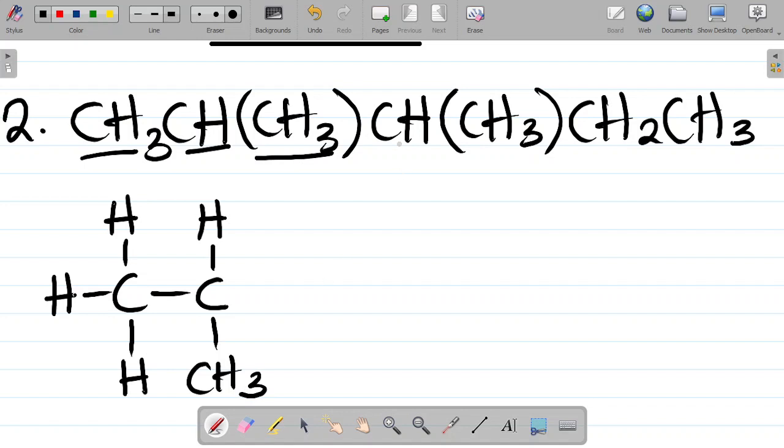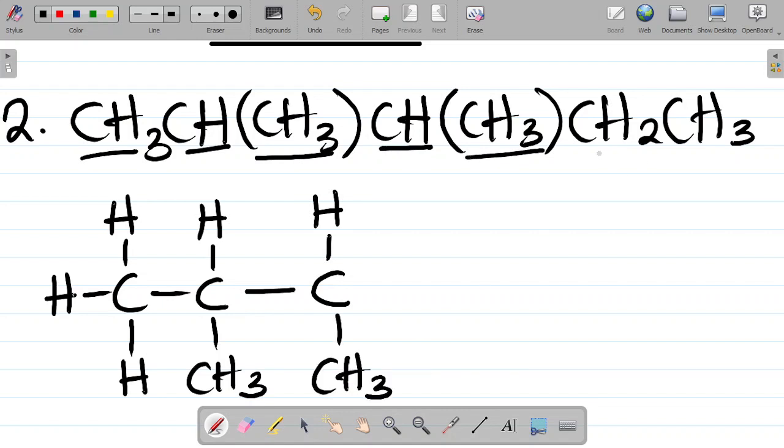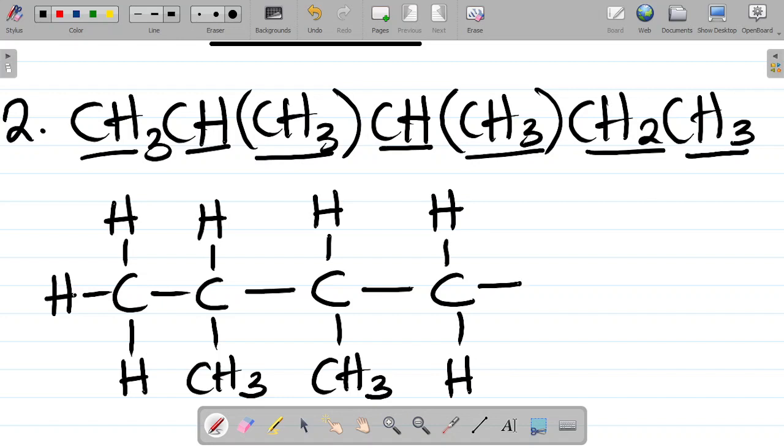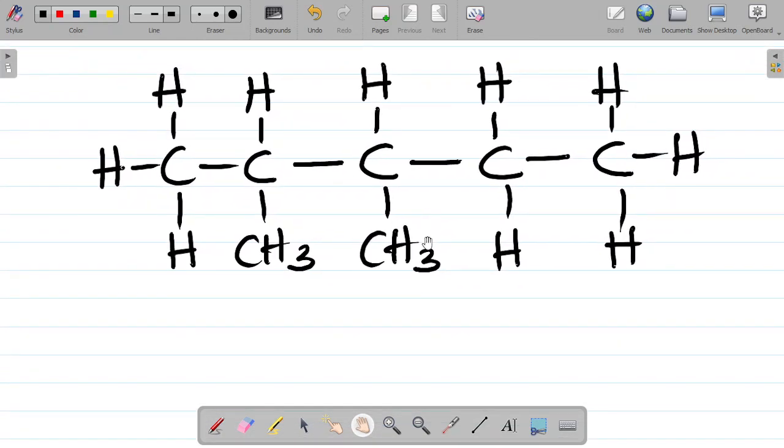That's this. Next up, another CH. So I'm having C, again H upwards. You can see CH3 here. I'll just bring this downwards, CH3. Then CH2, so that's simply C, H2, 1 H up and 1 H down. And then finally CH3, that's 1, 2, and then 3. So here's my structural formula for the compound. Let's now name this compound.